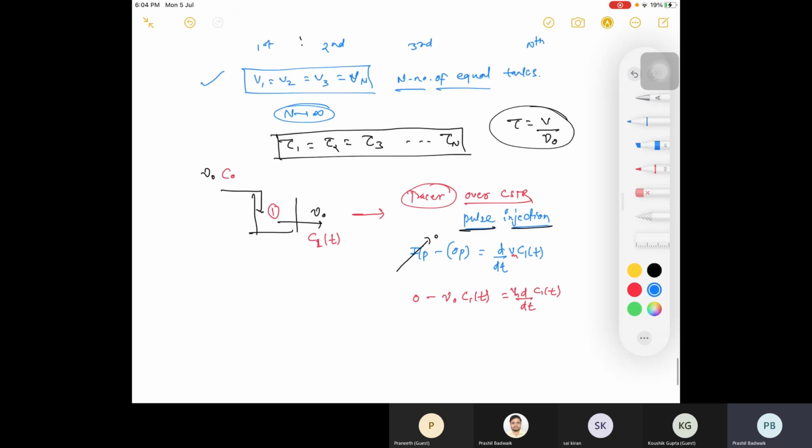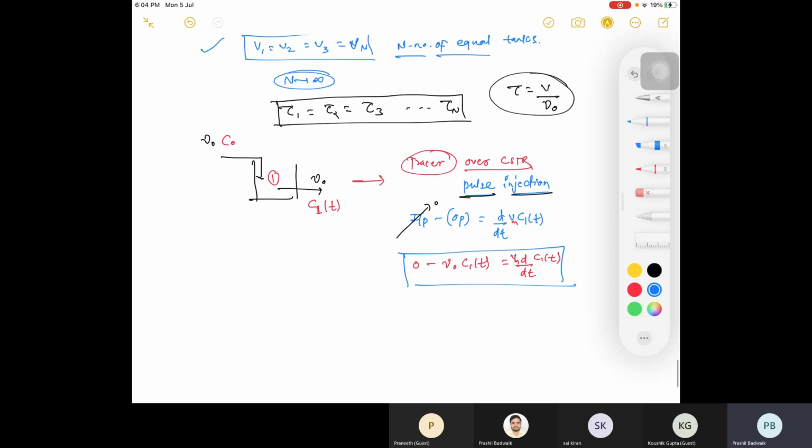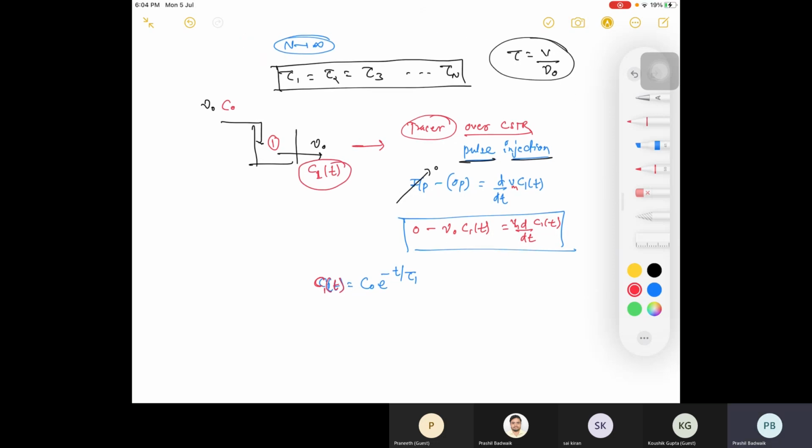And using this, we already derived what was your final equation for tracer concentration: C1(t) equal to C naught e to the power minus t by tau. So C(t) is equal to C naught e to the power minus t by tau 1 here, and this C is basically your C1(t) in your arrangement, right? Here we are considering C1(t). So if you balance our second reactor, reactor 2, right?